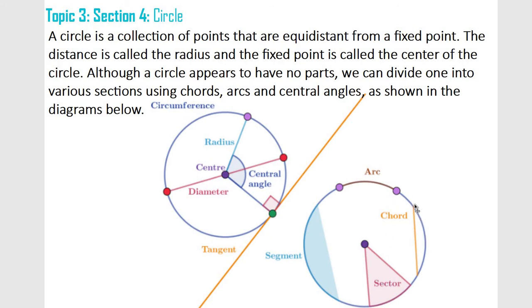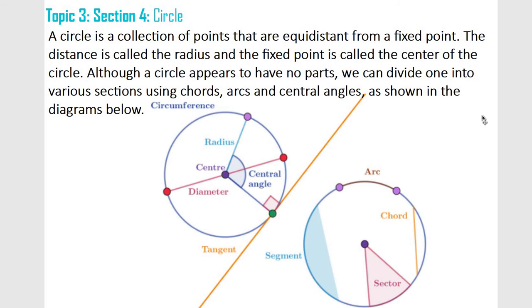The chord goes from side to side, so one edge of the circle to the other edge, but it does not go through the center. If it did, it would be called a diameter. So a chord is kind of like any line. And then a sector is kind of like a pizza slice. You're taking a chunk out of the circle, but as a pie slice or pizza slice. So you want to make sure you understand all these vocab words.